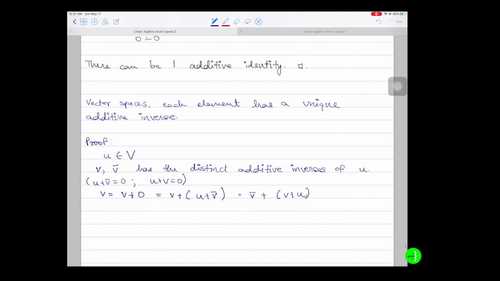Since V is defined as the additive inverse, we know that U plus V is 0, which means this is V bar plus 0, and since 0 is the additive identity, this gives us V bar back. So we know that V equals V bar, which means it cannot have two distinct additive inverses. There exists only one, a unique additive inverse.